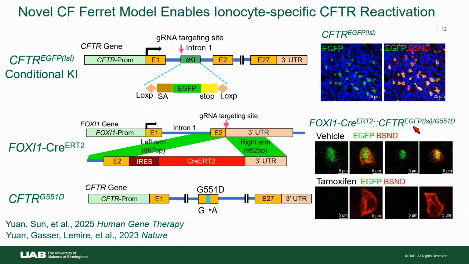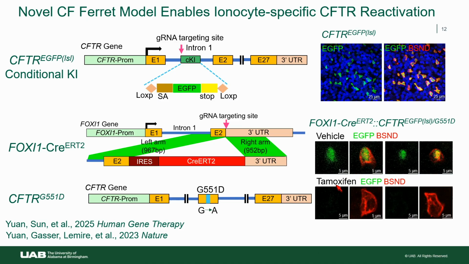Then next we tested the inducible CFTR reactivation. So we have two groups here, one is the control and the other tamoxifen. We found out the control group showed an intense EGFP signal and the BSND co-localization in the ionocytes.